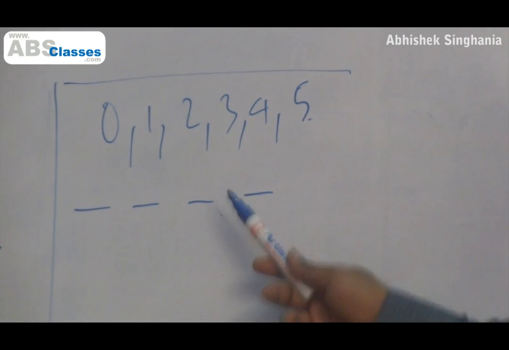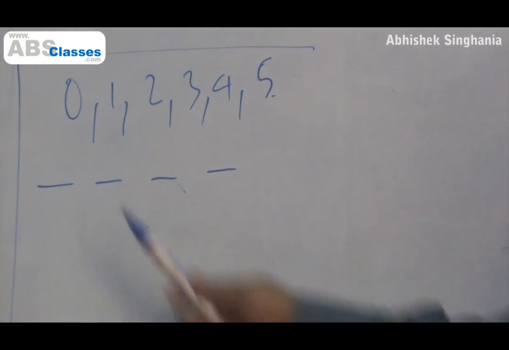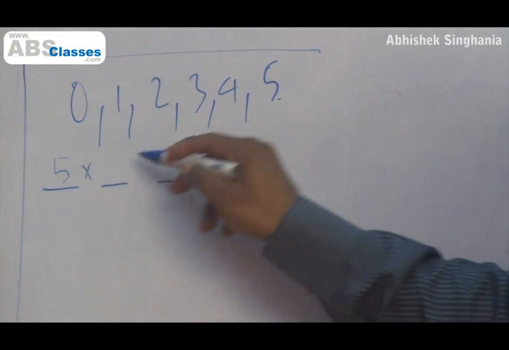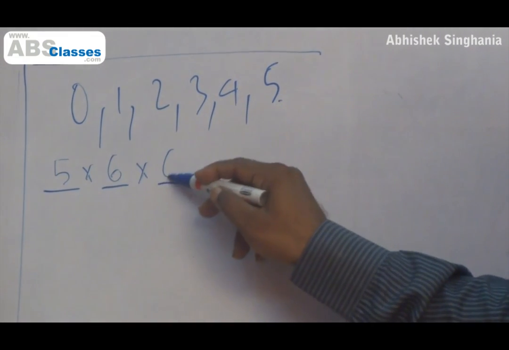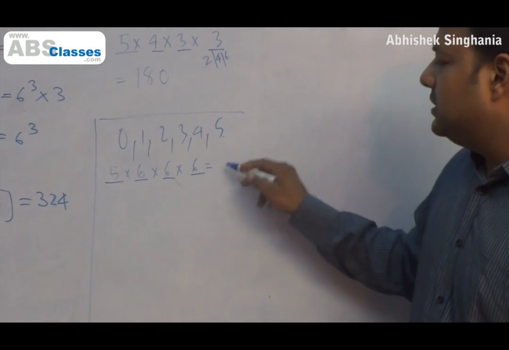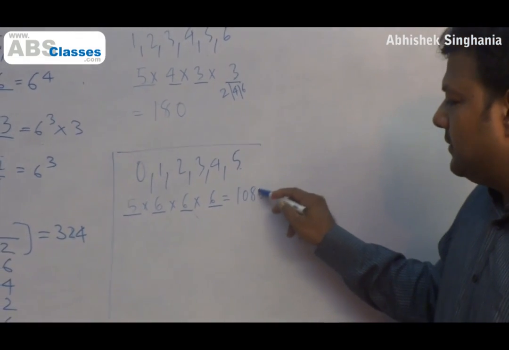How many 4-digit numbers can I form with these 6 digits? First place cannot be 0, so 5 choices. Second place, any of the 6 digits. Third also any of the 6 digits. Fourth also any of the 6 digits. So 216 into 5, 1080.